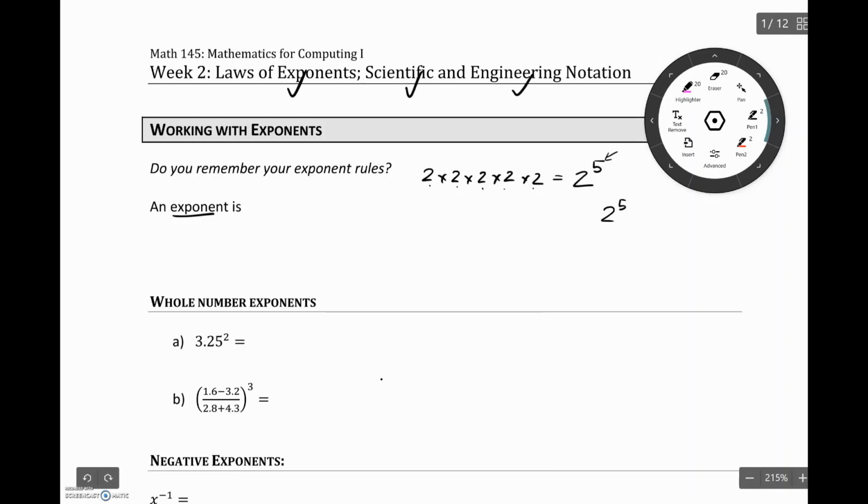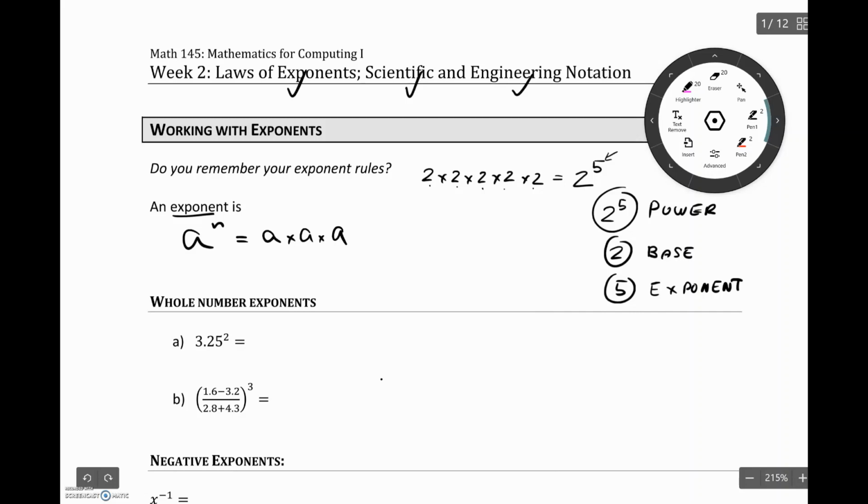Now, the 2 to the 5 is actually called a power. The 2, the number I'm multiplying by itself, is called the base. And the 5, which is how many times I'm multiplying the base 2 by itself, is called the exponent. So, in general, if I have a to the n, it simply means I'm multiplying the base a by itself n times. So that's simply what an exponent is. So a base raised to an exponent is the same as a power.